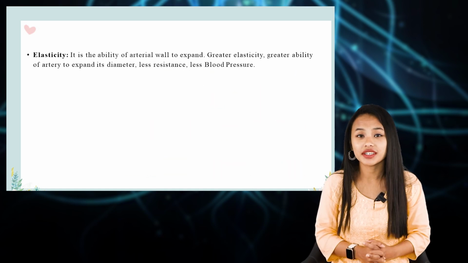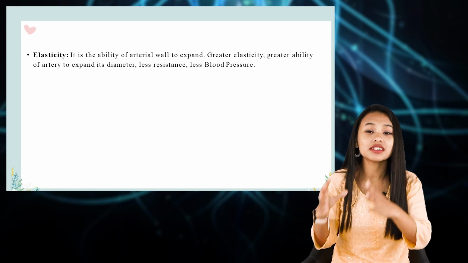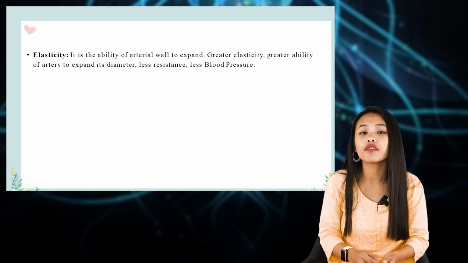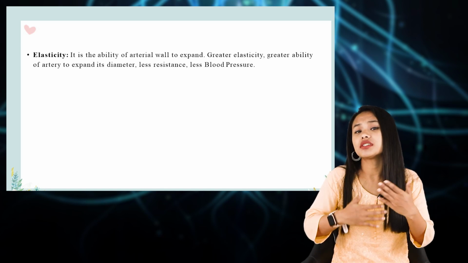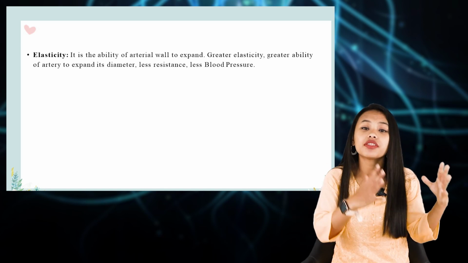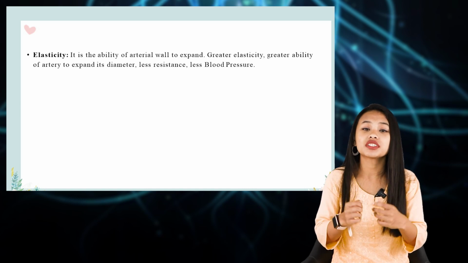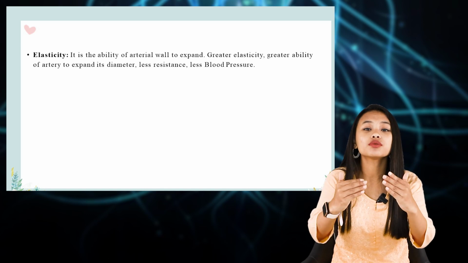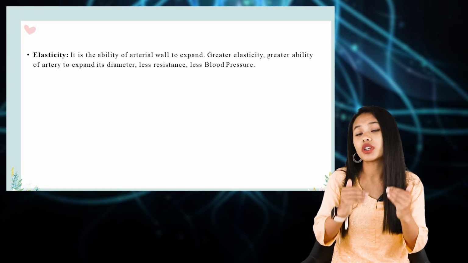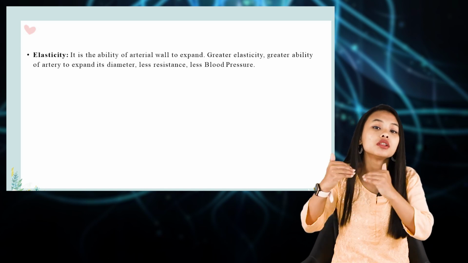And the last one here is the elasticity. So elasticity is defined as the ability of the arterial wall to expand, right? So here, the greater the elasticity, the more the arterial wall will be able to expand its diameter, and when it is able to do so, this will lead to less resistance, which would ultimately lead to a low blood pressure.